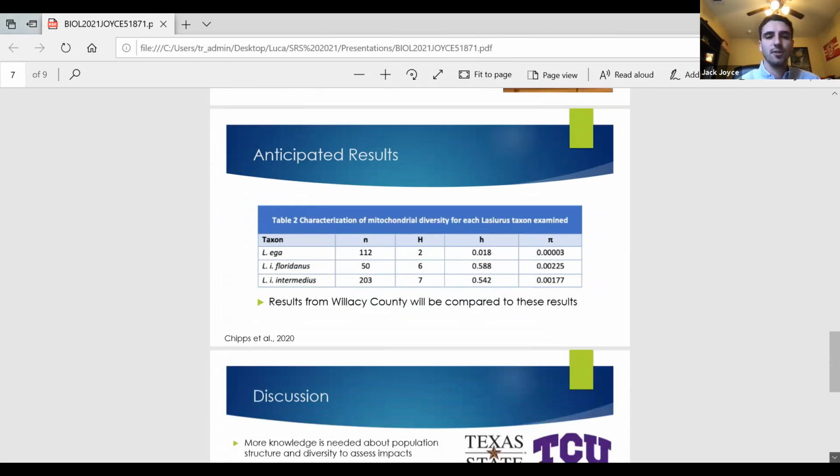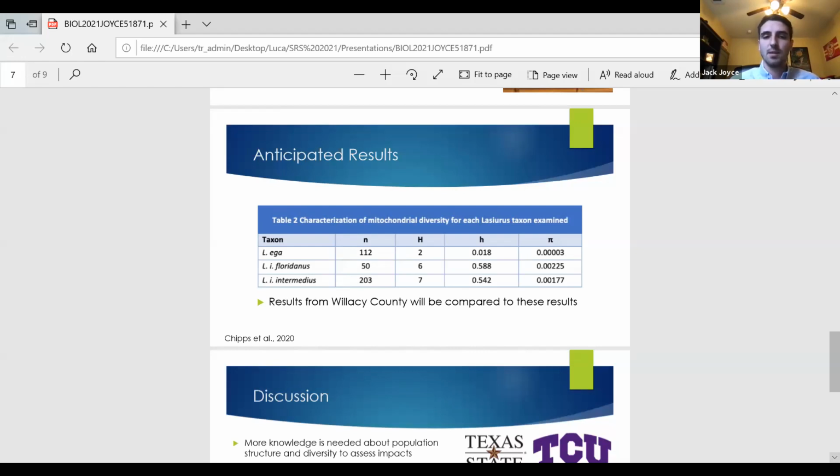For anticipated results, this table comes from a former grad student, Austin Chipps, from the Hidalgo and Starr counties. And you'll see in the column labeled N, that shows the number of carcasses collected for each species of bat at these wind energy facilities. And then the capital H represents the haplotypes, or unique DNA sequences, present in the population. The lowercase h represents the haplotype diversity, which is a measure of the percent difference in haplotypes present in the population. And then pi is the nucleotide diversity, which is a measure of the percent difference in single nucleotide polymorphisms present in the population. So of great interest is this haplotype diversity measure.